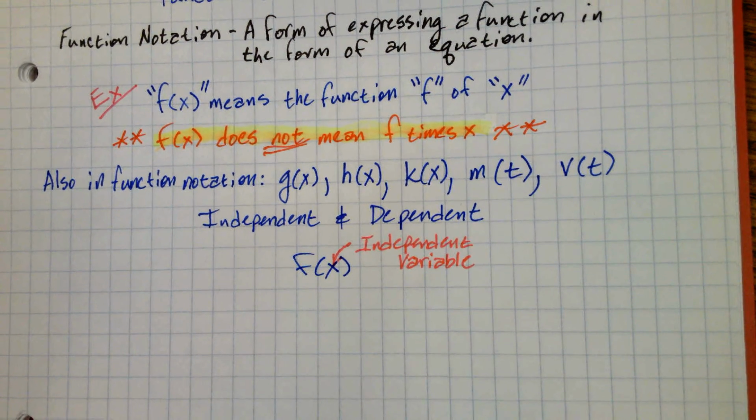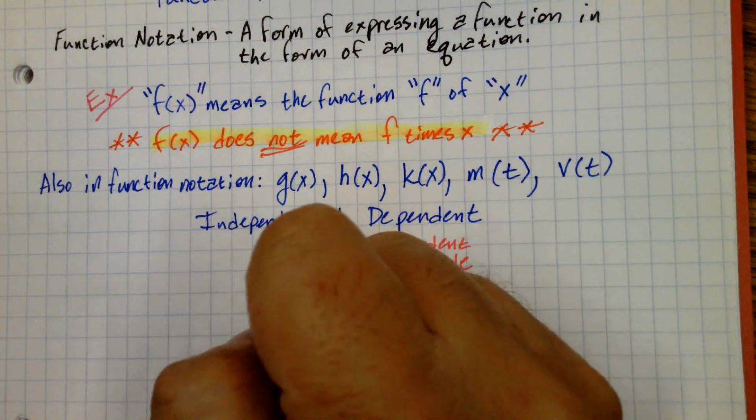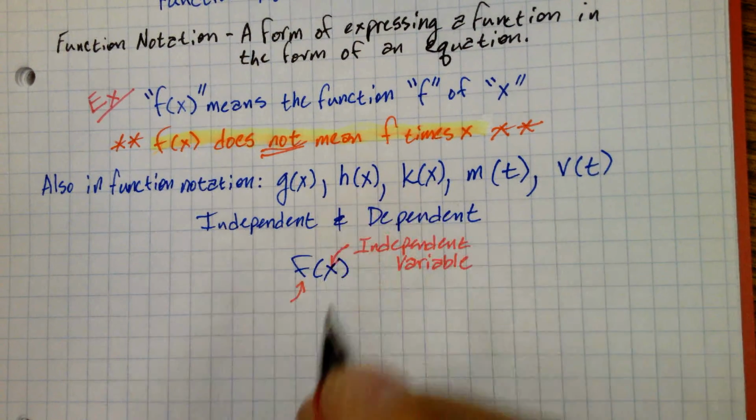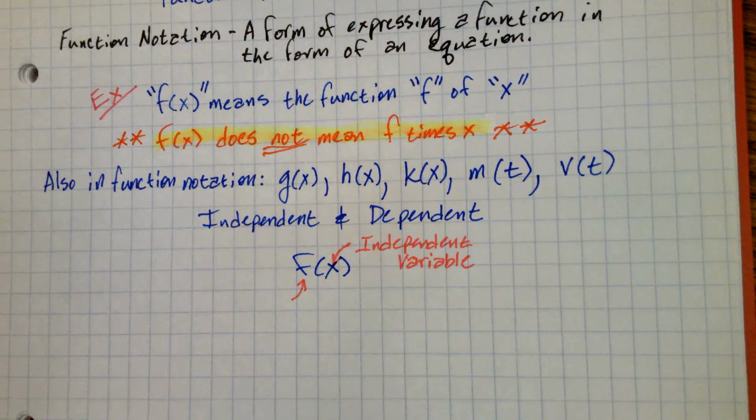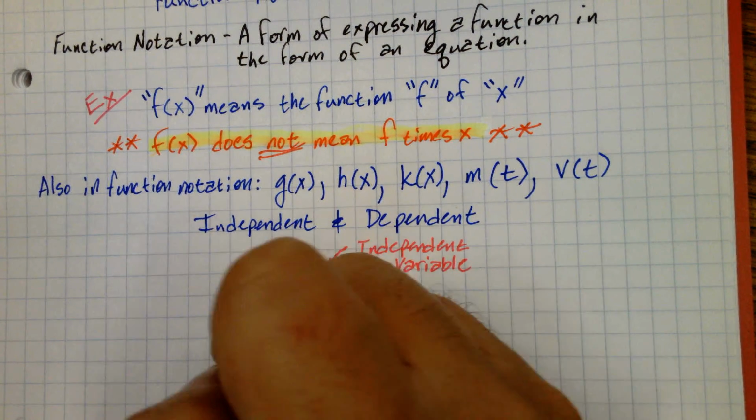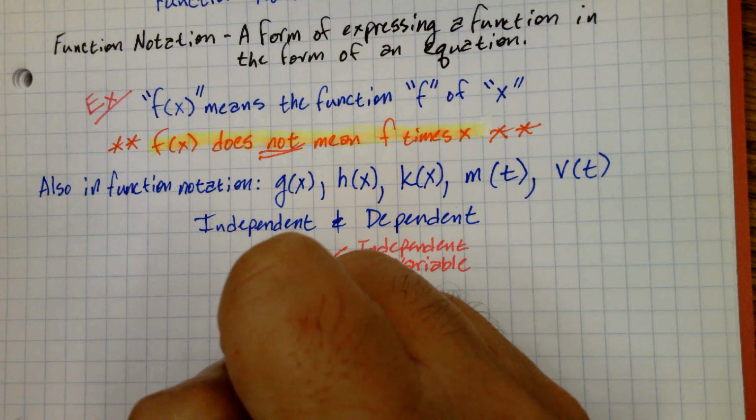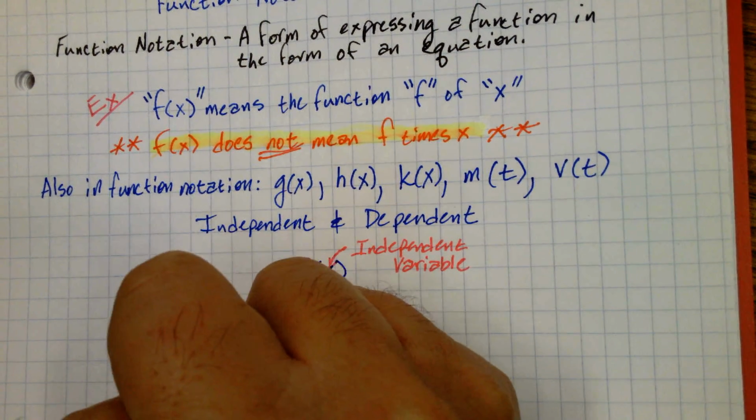Okay, that's the one, it's independent of anything else. And the dependent is f. Usually it would be y, but we're substituting it for f. Okay, or f of x, completely dependent.